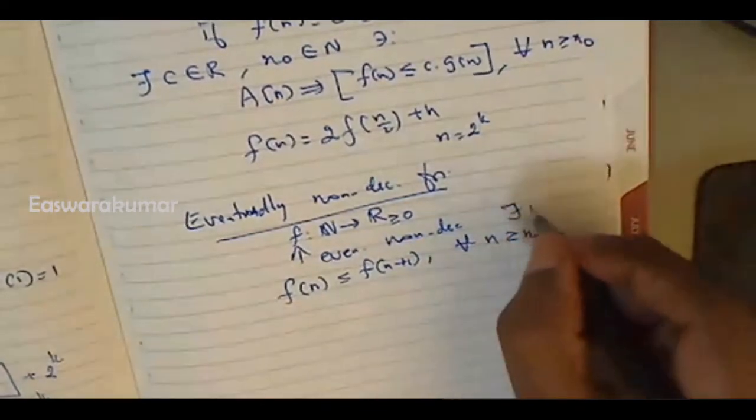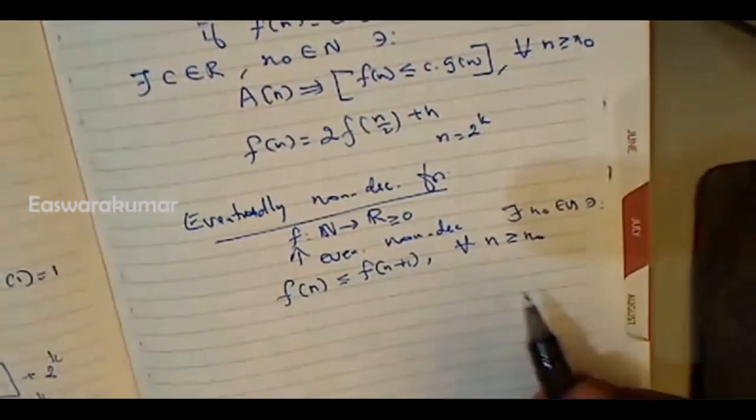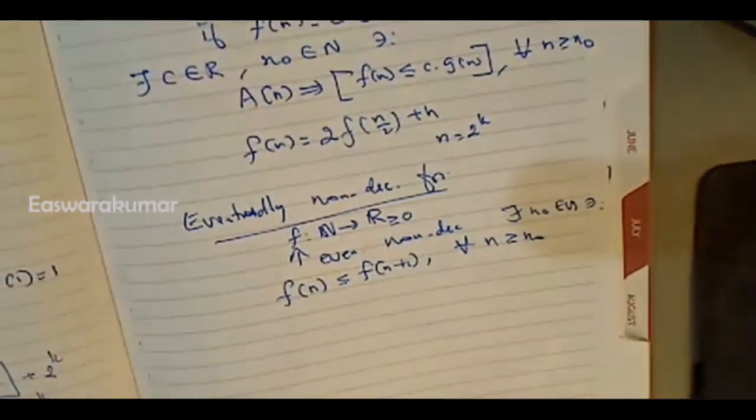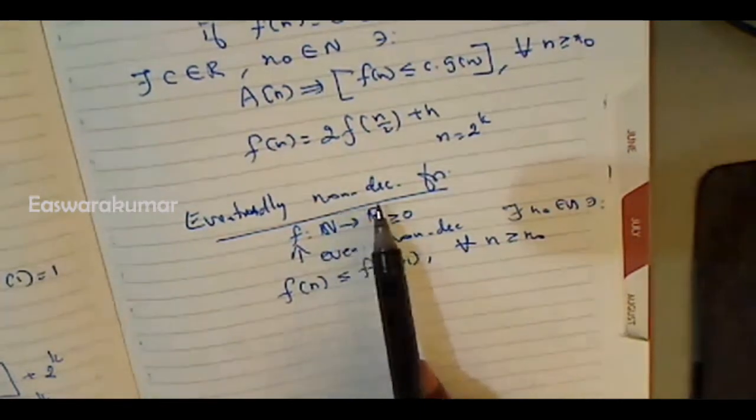Okay, eventually means there exists n naught belonging to N such that this inequality holds for all n. Once again, you see this is asymptotic only. For large values, maybe for lesser values it may or may not hold, it does not matter. But after a certain point, if the condition is satisfied, that's fine. So here you see the equal to condition.